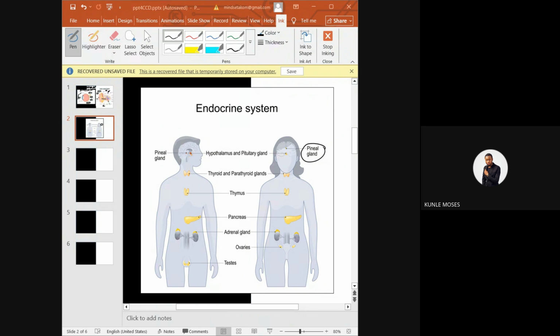The thymus is at the upper chest level, behind the breastbone, for both the guys and the ladies. It can also help to produce hormones. There's something we call immune cells. Under immune cells, we have the T cells, we have the B cells. That one you do in immunology later. What the thymus does is that it will produce hormones that can help to develop your immune T cells.